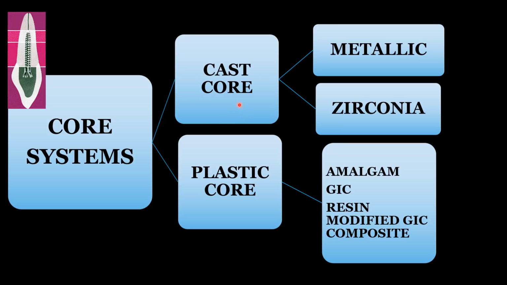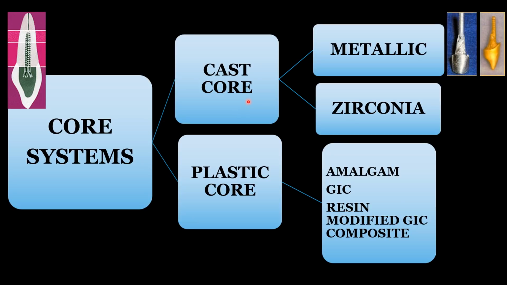The cast core is obtained after the casting. First we make the impression of the canal, then we do the casting of the wax pattern and we obtain either the metallic cast core or the zirconia. The metallic cast core can be made up of nickel chromium, cobalt chromium or the noble alloys. Then the zirconia cast core is mainly obtained by the CAD-CAM technique. There is one piece, the post and the core.